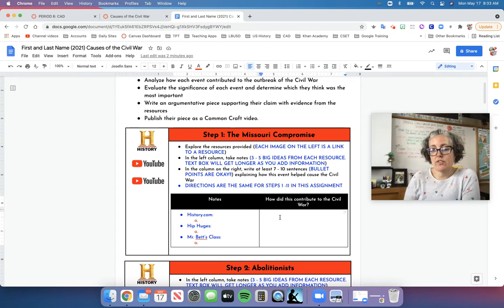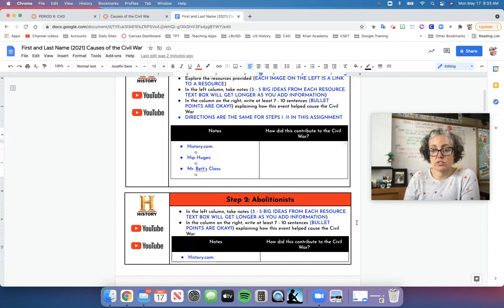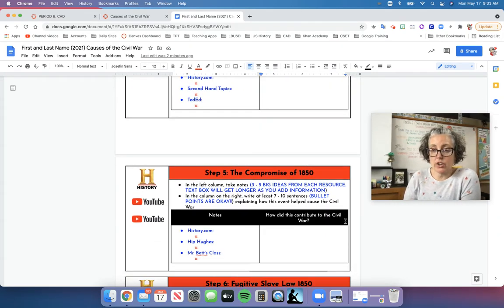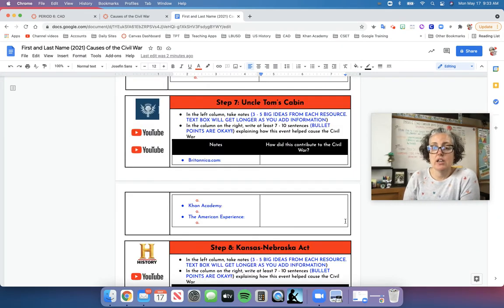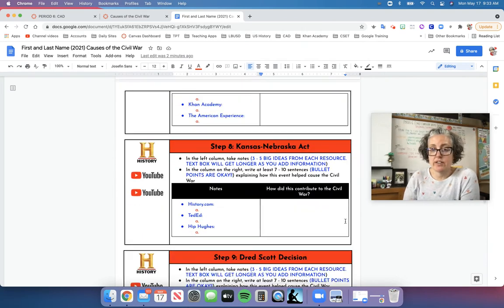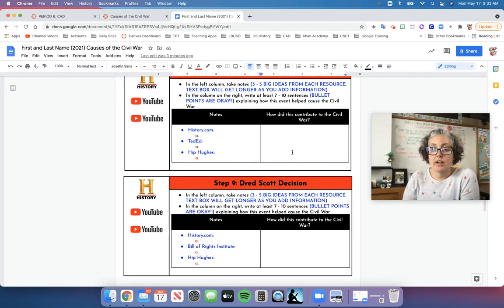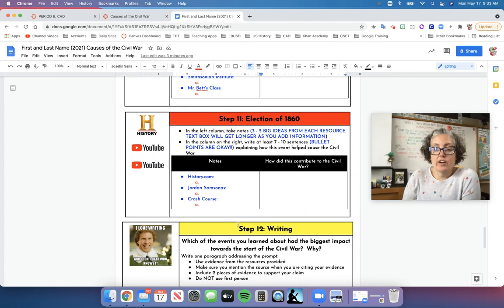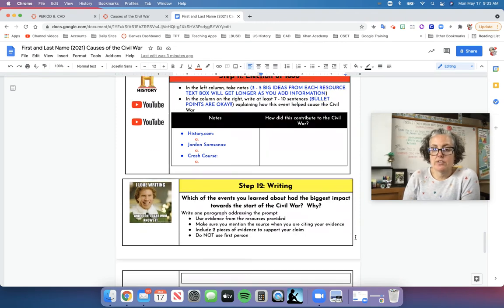So you're going to do that for each of these tasks, which is why, at least in 2021, you have the entire week to complete this activity. You're going to evaluate each of these events, same steps for each event, okay? And again, it might go on the next page. That's all right. And then your final or your second to final step is your writing.